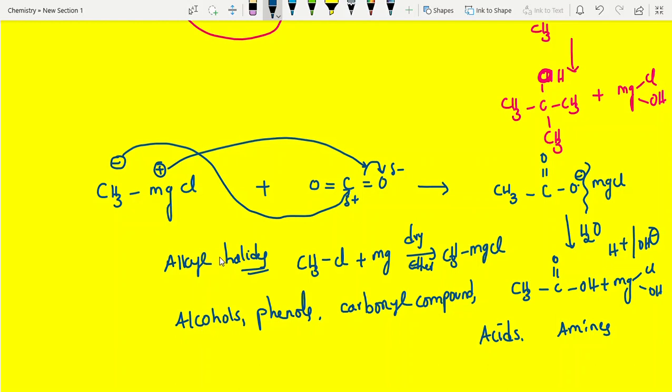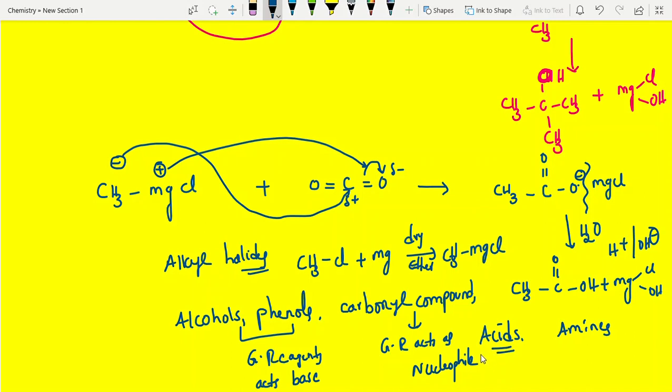See, in alkyl halides we are preparing Grignard reagent. Then we study alcohols and phenols, where also we have Grignard reagent questions. In alcohols, phenols are acidic in nature, no? With these alcohols and phenols, Grignard reagent acts as, tell me students, base. Right. With your carbonyl compounds, Grignard reagent acts as nucleophile.